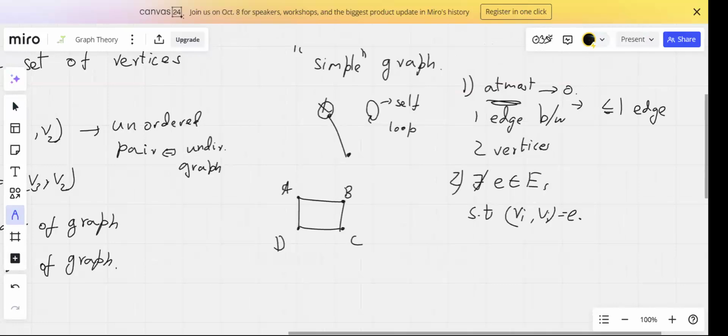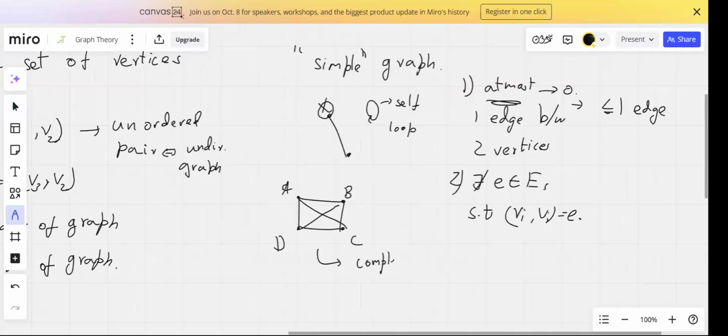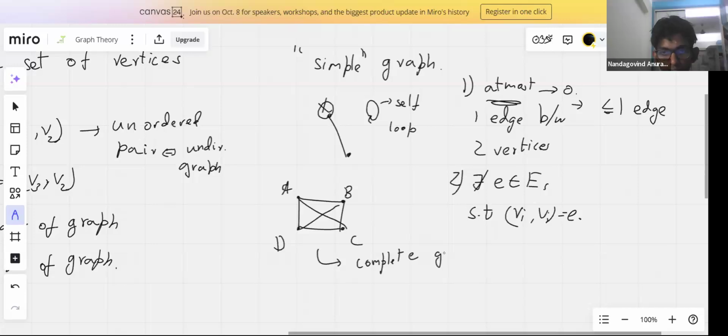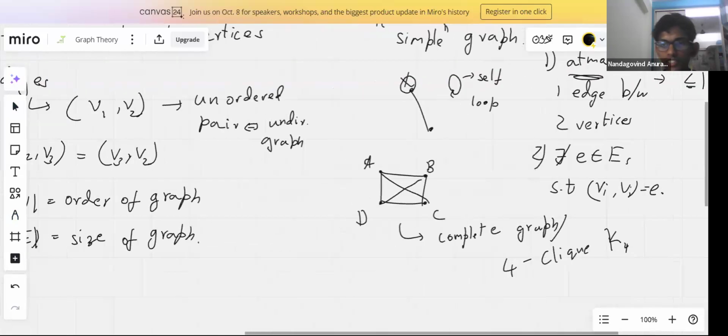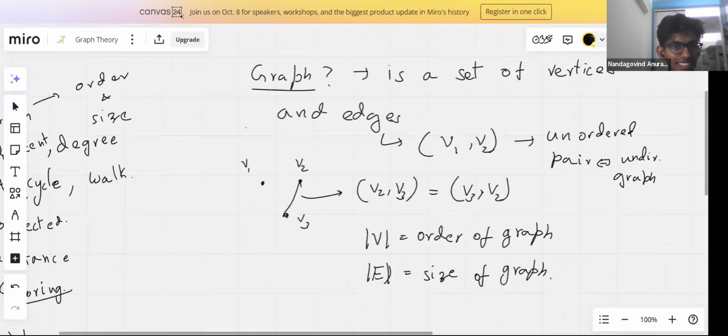And if A and C and B and D are connected, then it's a complete graph. Yes. So we call this a complete graph or a clique, or like a four-clique. This is denoted by K4. We don't ask where the K comes from. I'm not very certain either, but it's called K4.